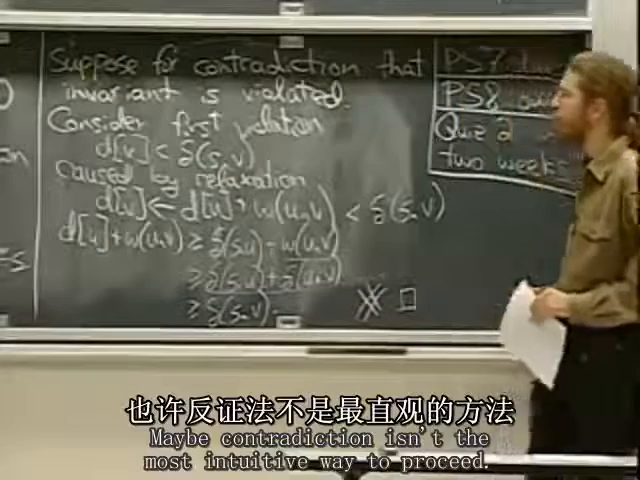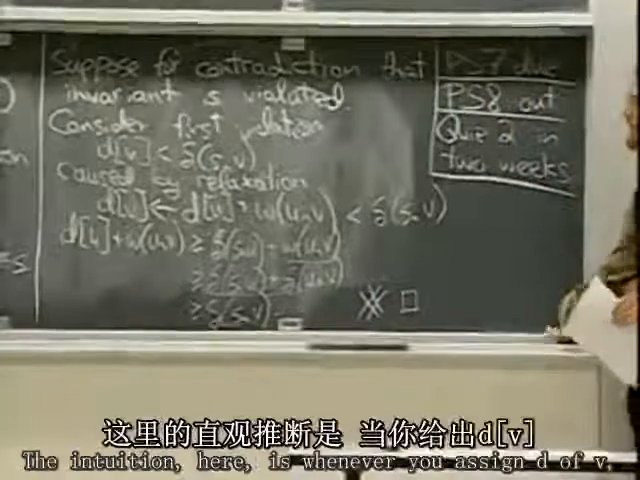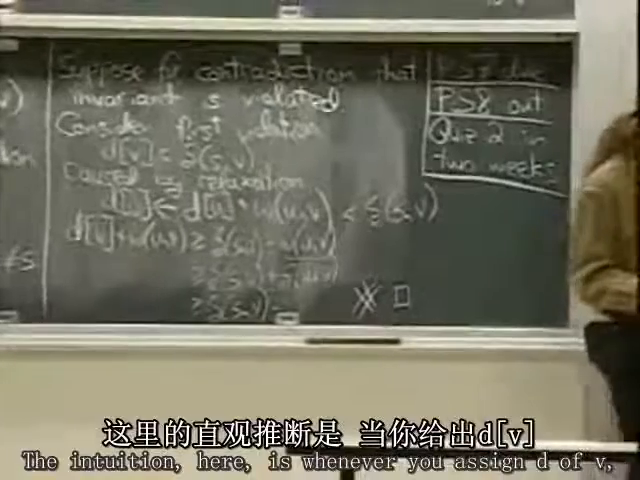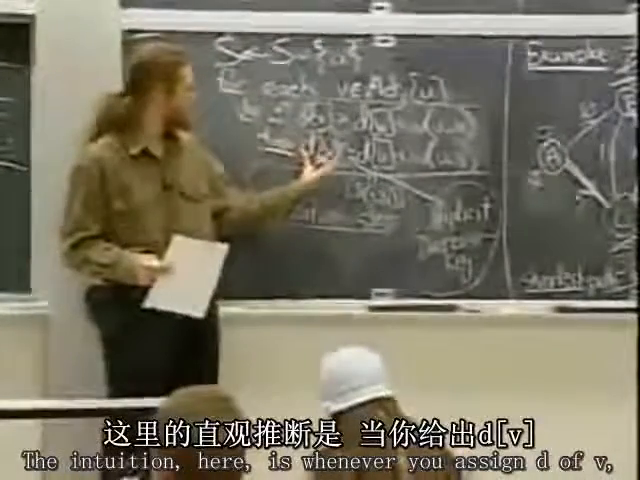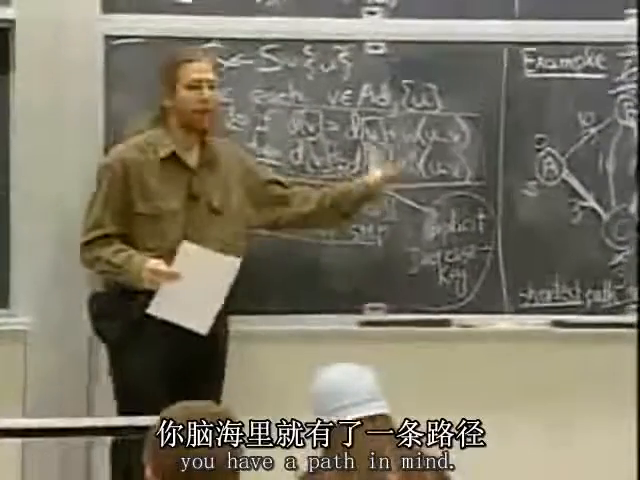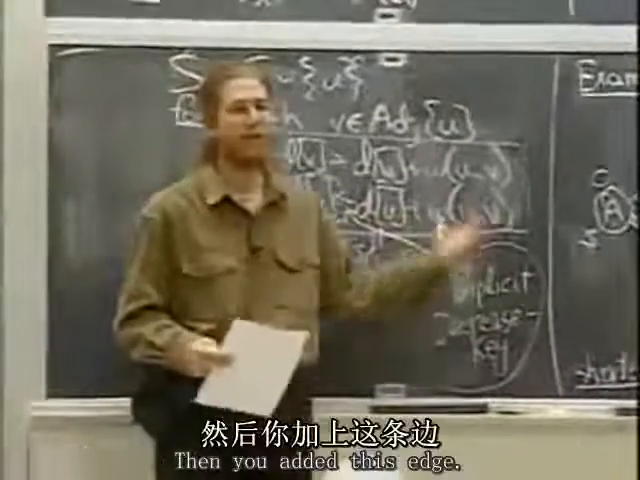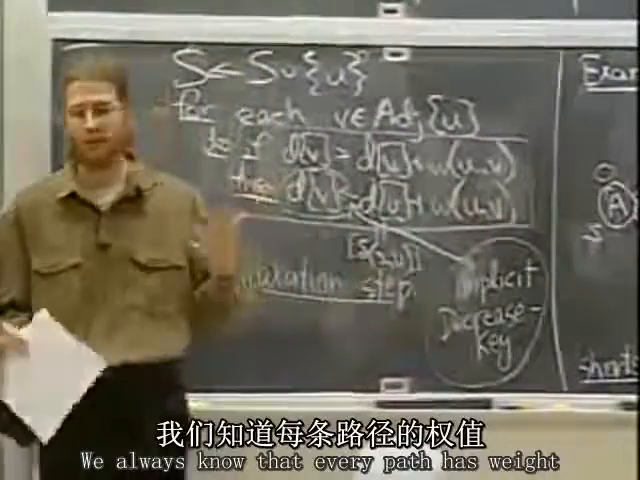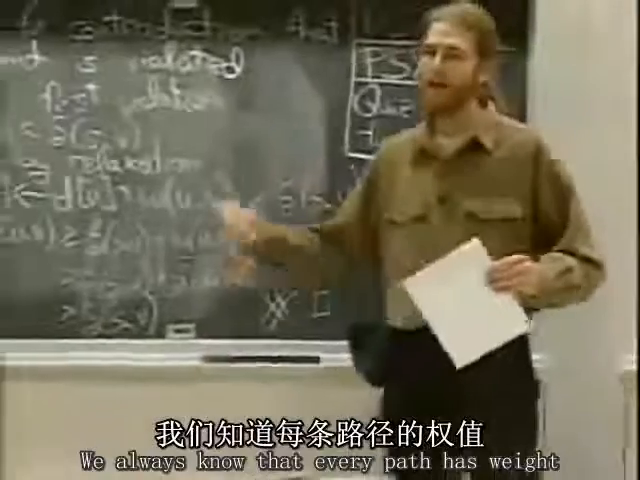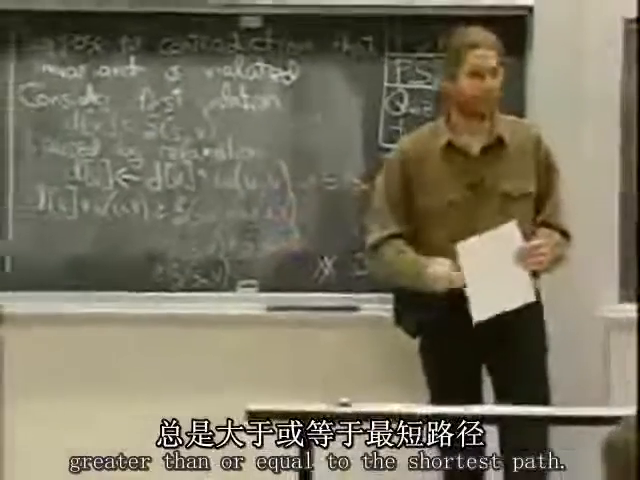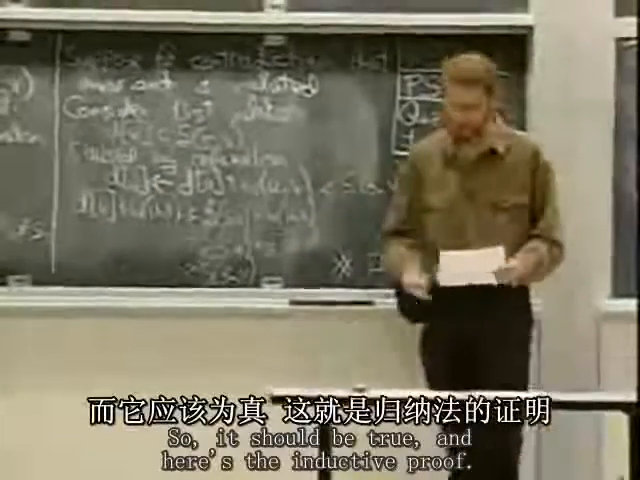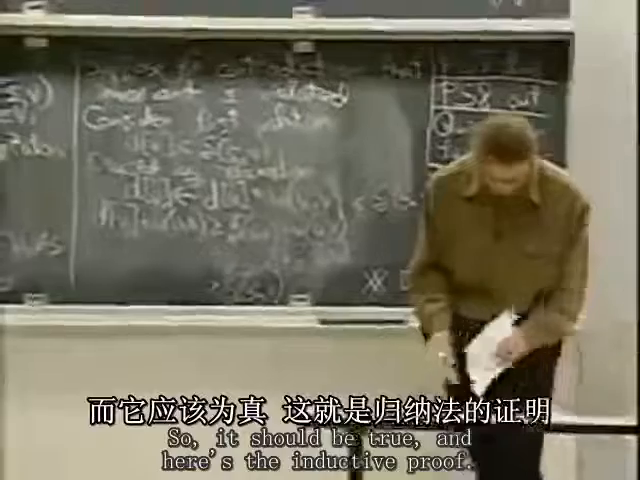And maybe contradiction isn't the most intuitive way to proceed. The intuition here is whenever you assign a d of v, you have a path in mind. You inductively had a path from s to u, then you added this edge. So that was a real path. We always know that every path has weight greater than or equal to the shortest path, so it should be true. And here's the inductive proof.